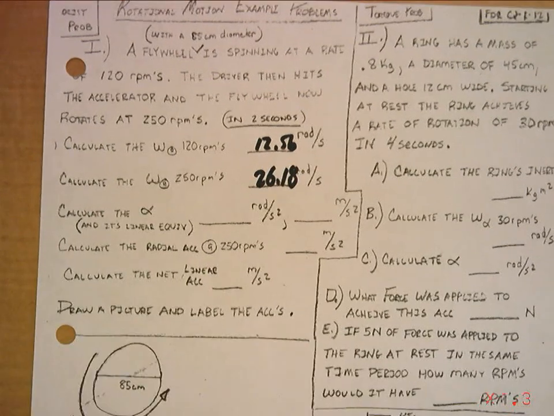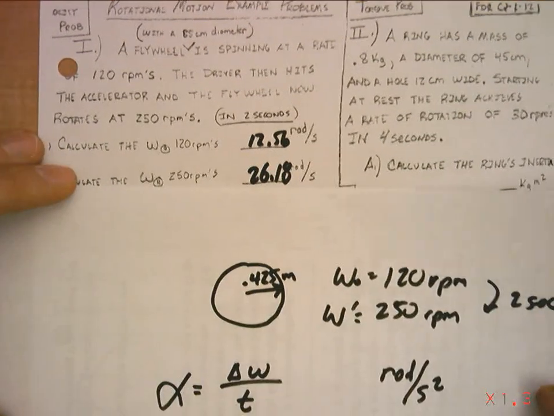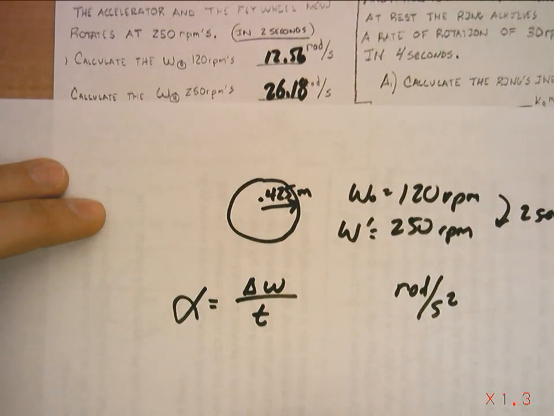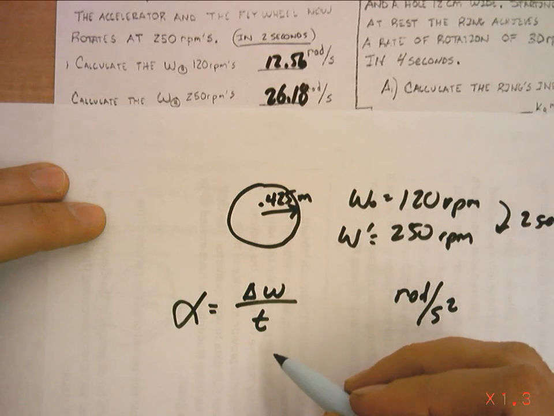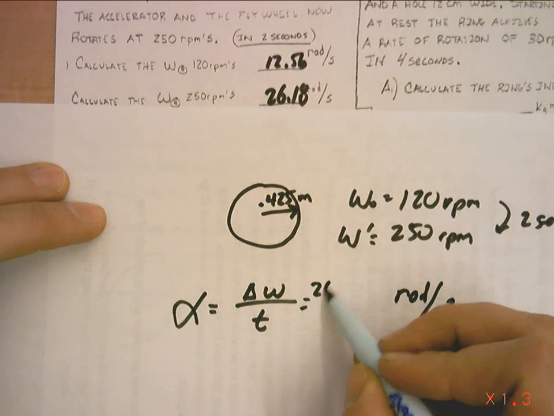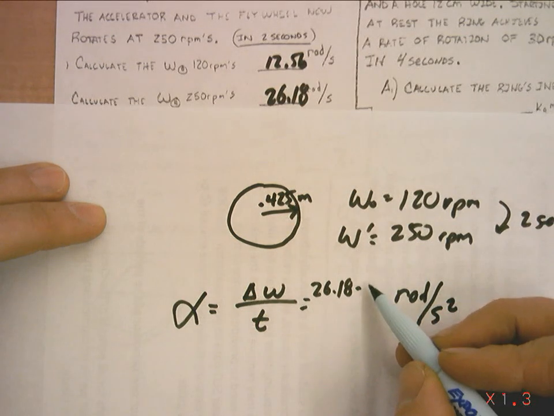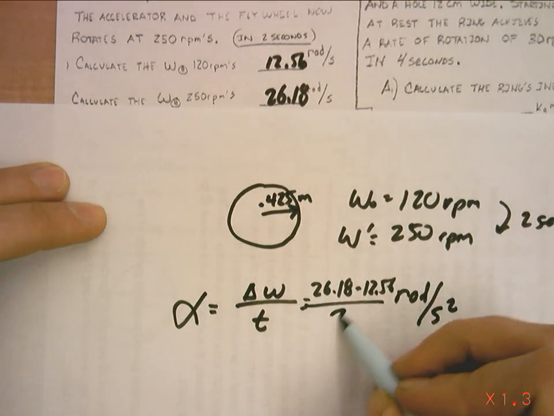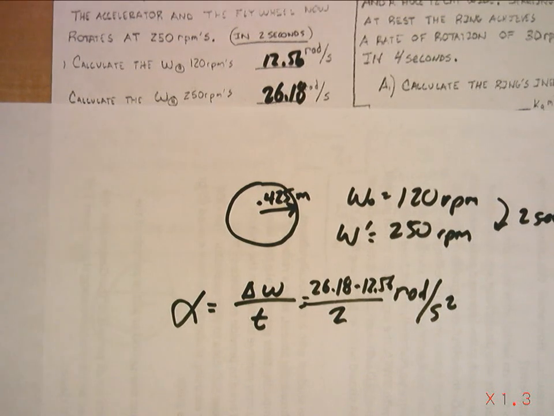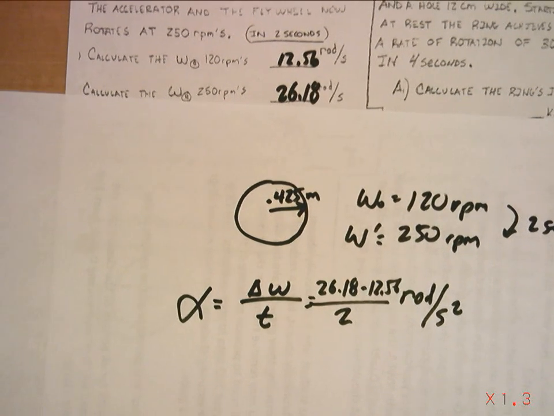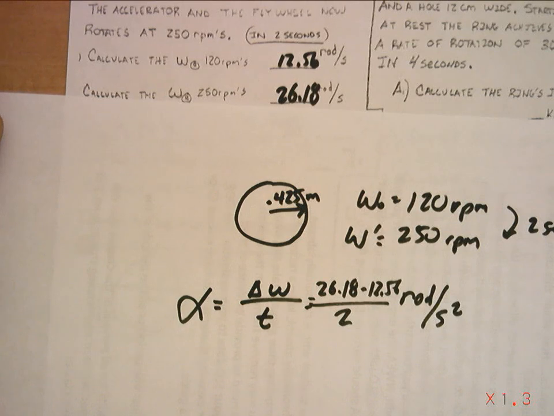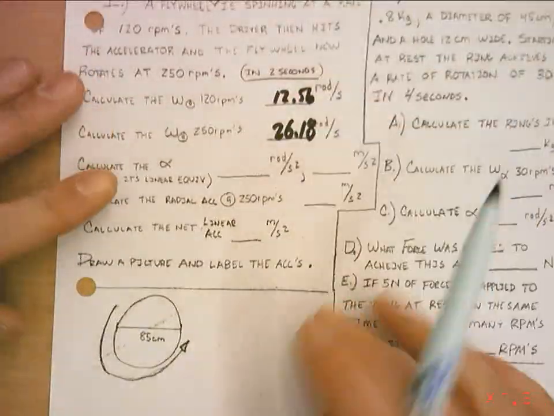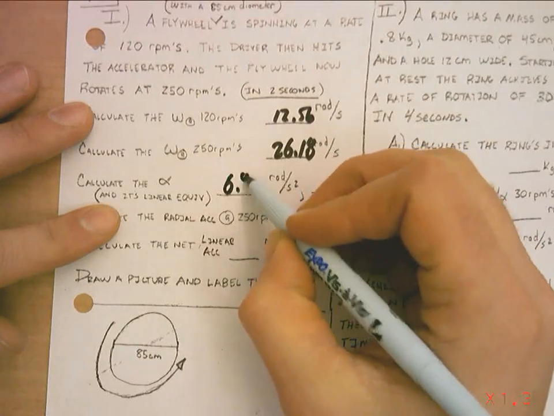So now we're ready to go back and do our alpha since we have the right numbers. So since we have 12.56 and we have 26.18, we can say 26.18 minus 12.56 over the time it took. That will tell us what alpha is. So we come up with an alpha of 6.81. So 6.81 is going to go right there.